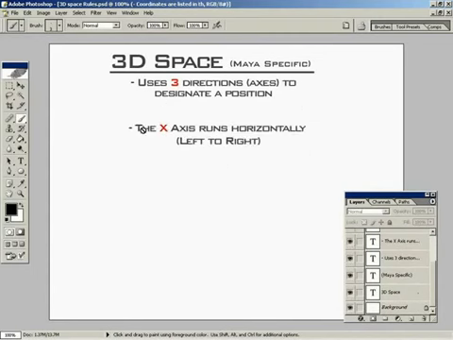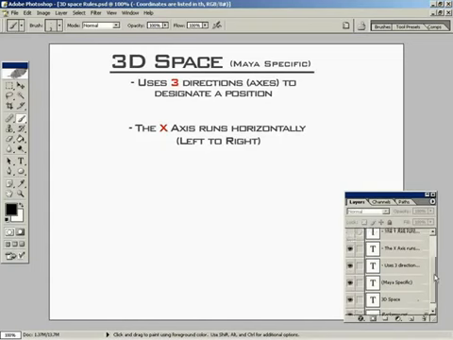The x-axis is going to run horizontally left to right. Think about the three-dimensional world you are in right now. You are sitting at a desk. You are looking at a computer monitor. To your left and to your right would run your local x-axis.